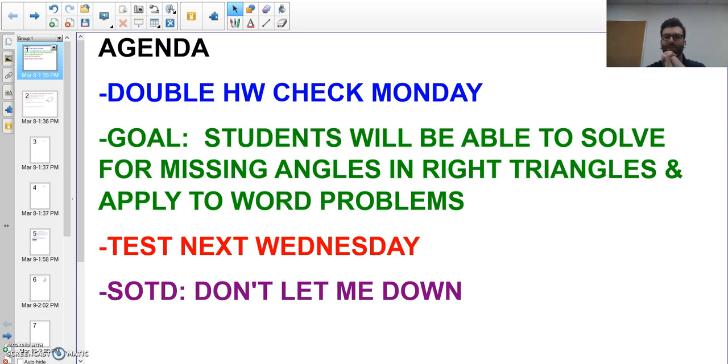We're going to kind of combine 2 days at once because they kind of go hand in hand. We're going to be solving for the missing angles in right triangles, and then we're going to apply them to real world problems because I know, like I said on Monday or Tuesday or Wednesday, you could definitely do this at home.